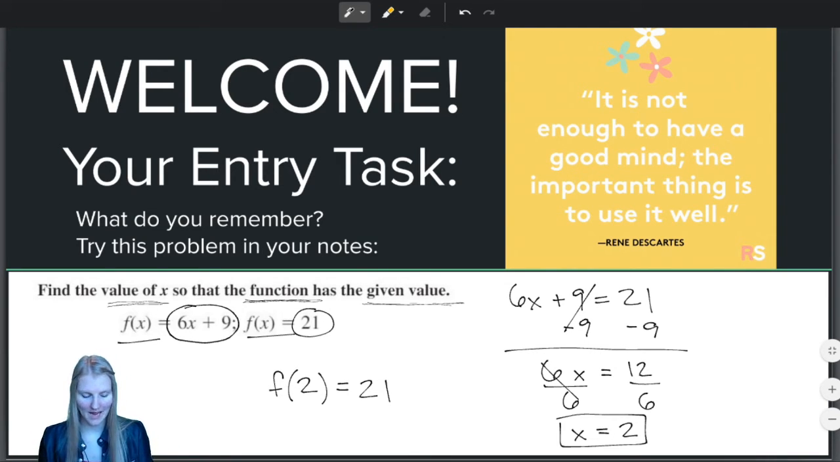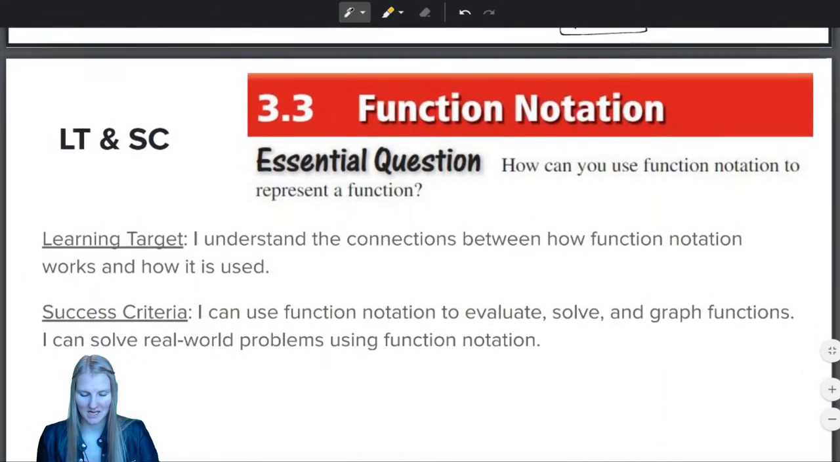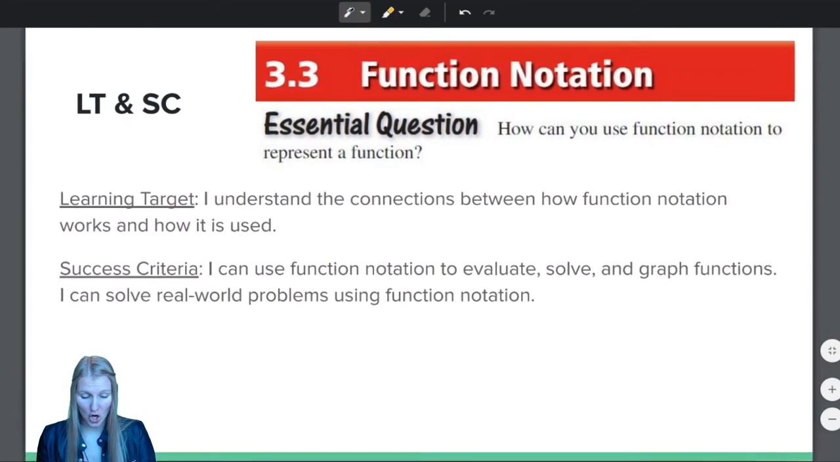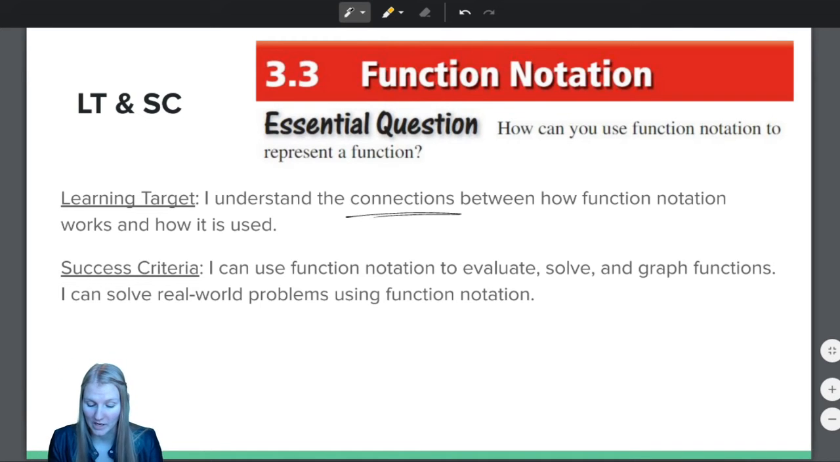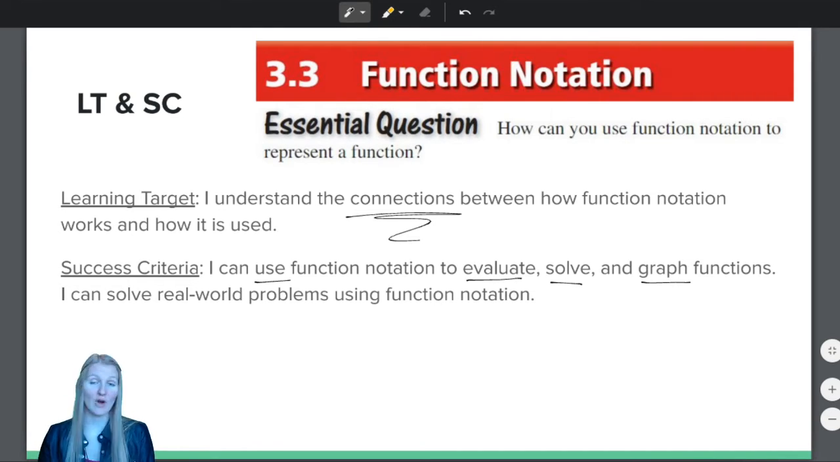So now let's go ahead and see what we have for today. Today we're going to finish our work with section 3.3. We're going to tie it all together, everything we've learned so far in section 3.3. So our learning target is I understand the connections between how function notation works and how it is used. We're bringing it all together, so we're going to look how things work together, how things are connected today. The success criteria is that you can use function notation to evaluate, solve, and graph functions.